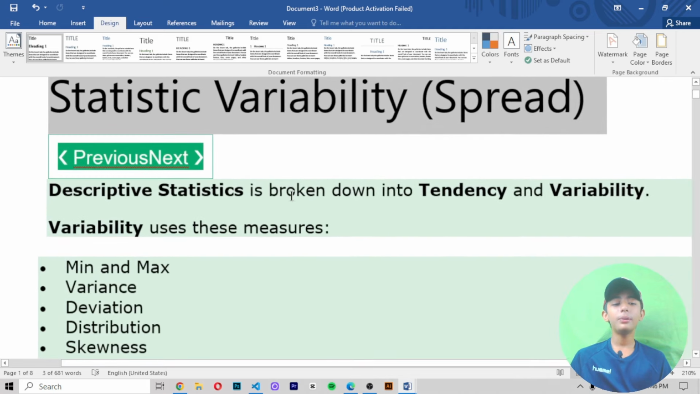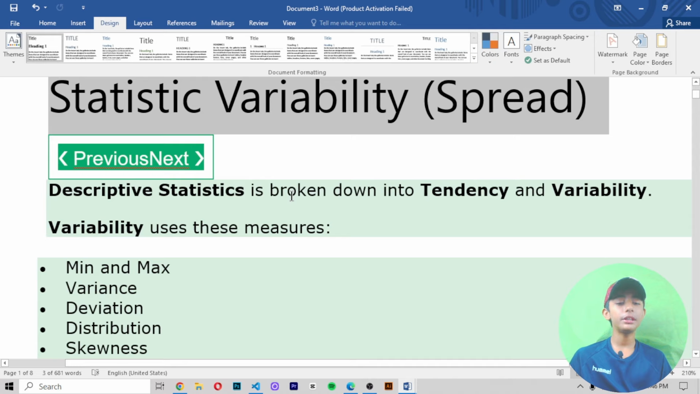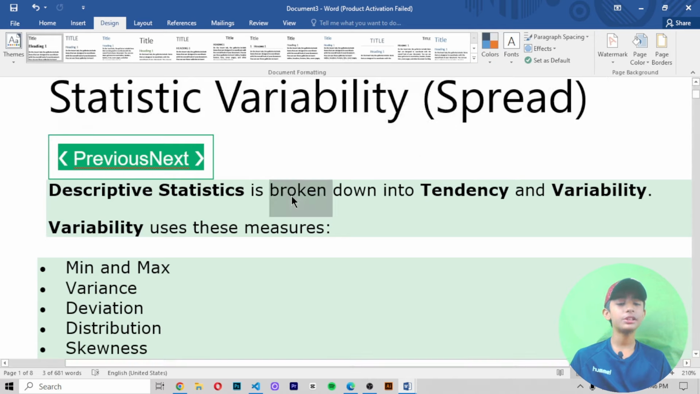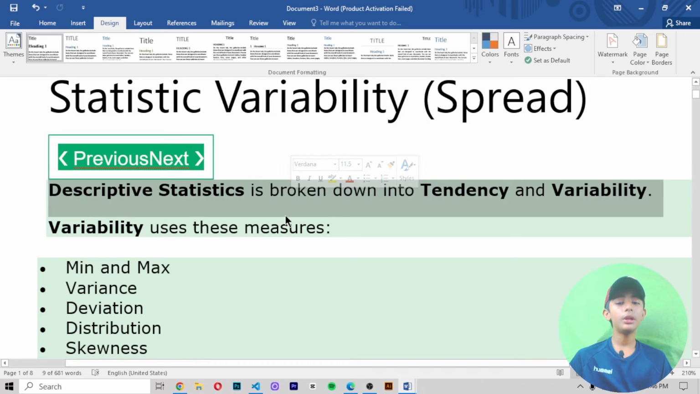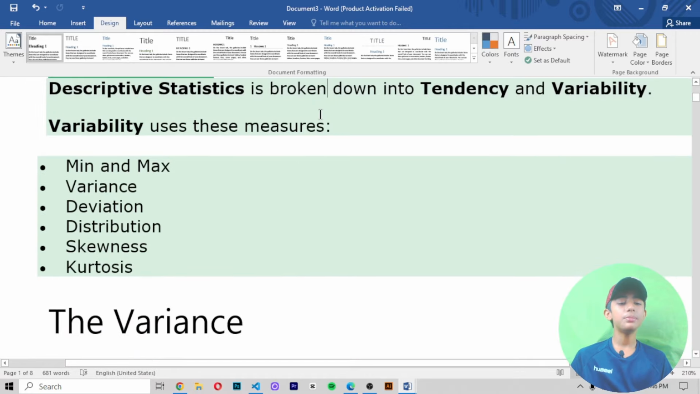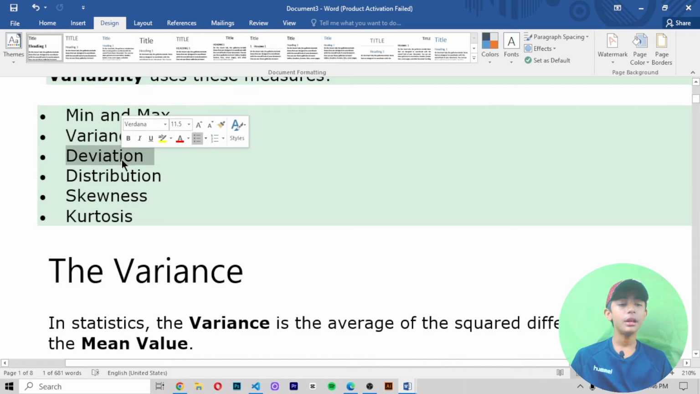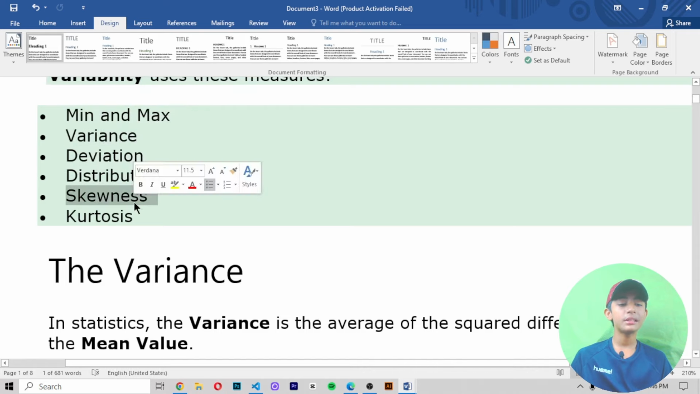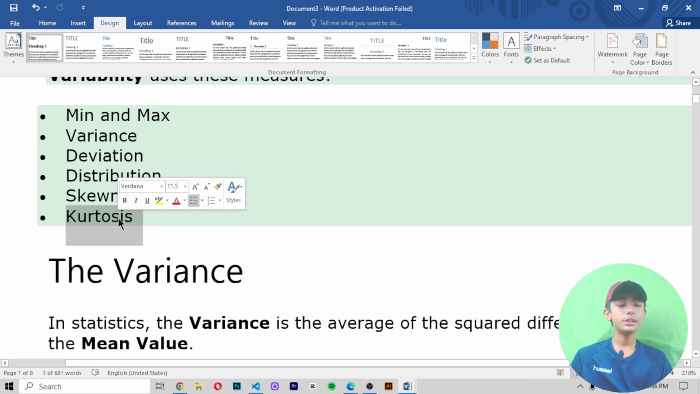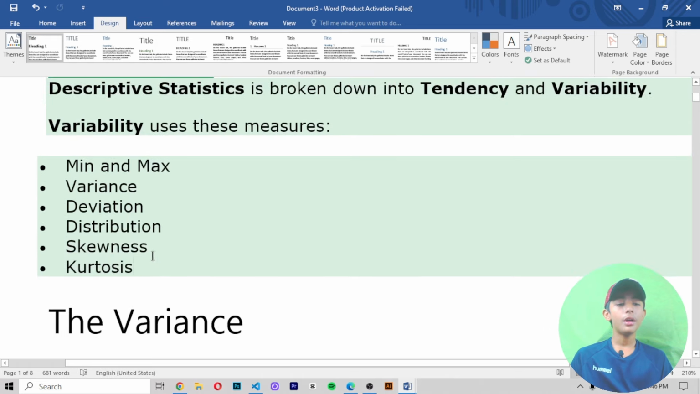Like previous video, I told you about the descriptive statistics, and I hope your concept will be clear about it. The descriptive statistics is broken down into tendency and variability. Which type of measures does the variability use? Like min and max, variance, deviation, distribution, and skewness and kurtosis. Okay, this type of variability uses these measures.